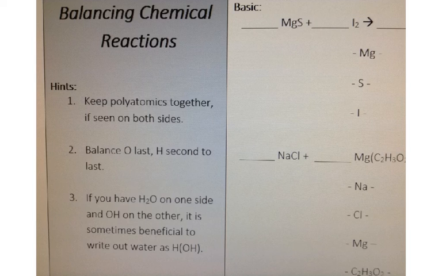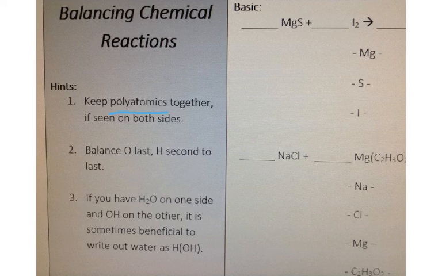There are a few hints that you're going to need to become familiar with for when you are expected to balance a chemical reaction. First, you want to keep your polyatomics together. So anything on that ion sheet, you want to keep together as far as your counts go. It's not mandatory. These are once again just hints, but this does tend to make a lot of the calculations easier. And you only want to do that if you see a polyatomic on one side and it's the same polyatomic on the other side of the reaction.